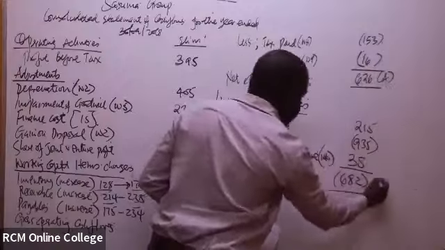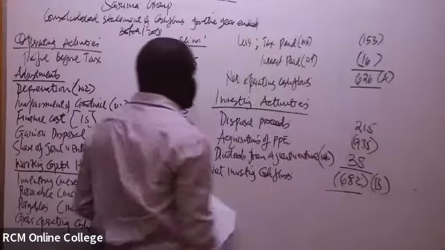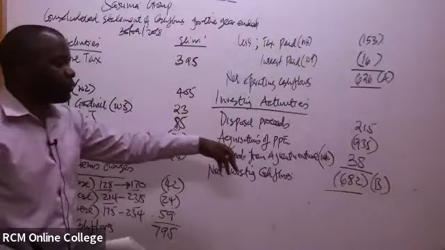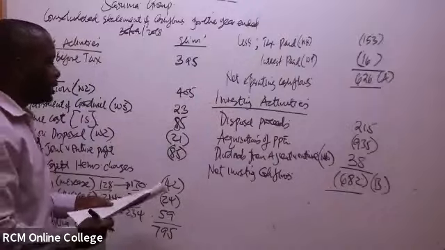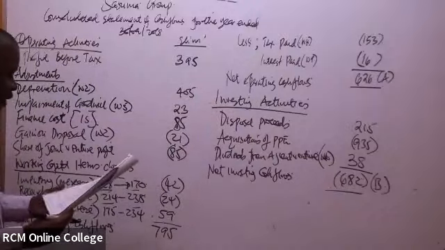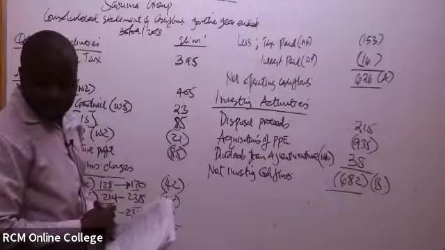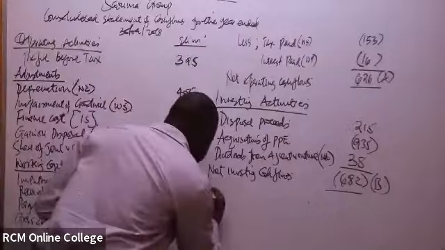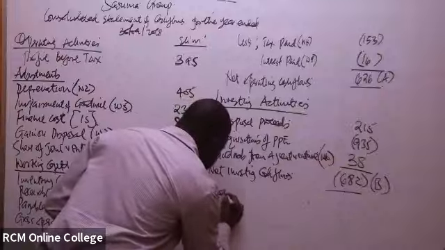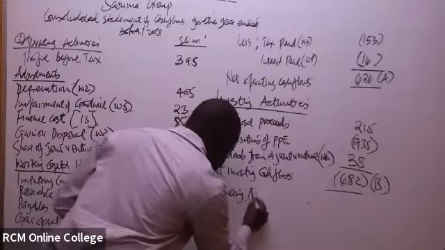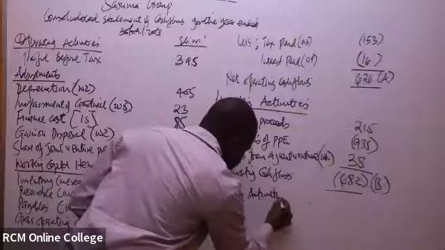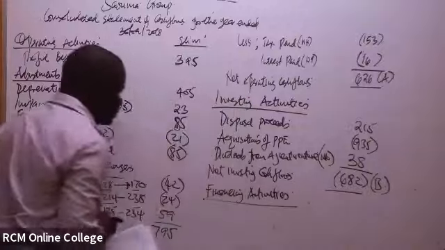So this is the first part. This is the second part. So from investing activities, those were the cash flows. They were negative. Then in this case, you can go to the very final part. That is what? Financing activities cash flows.